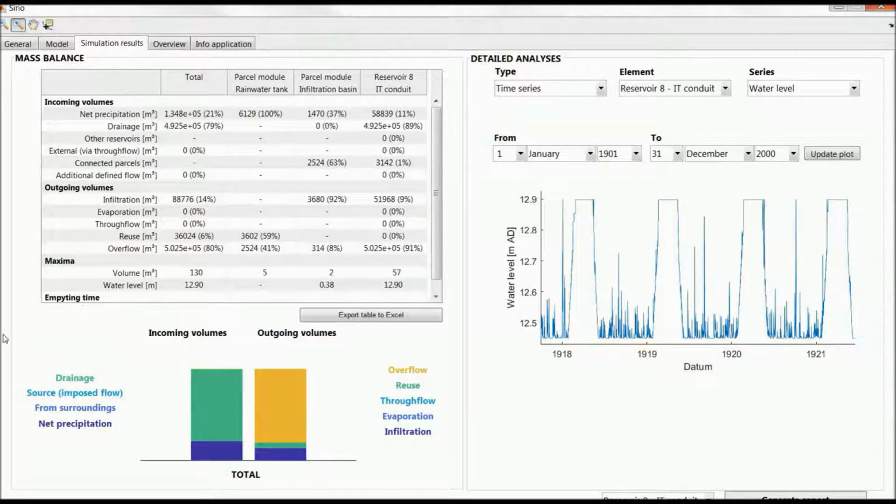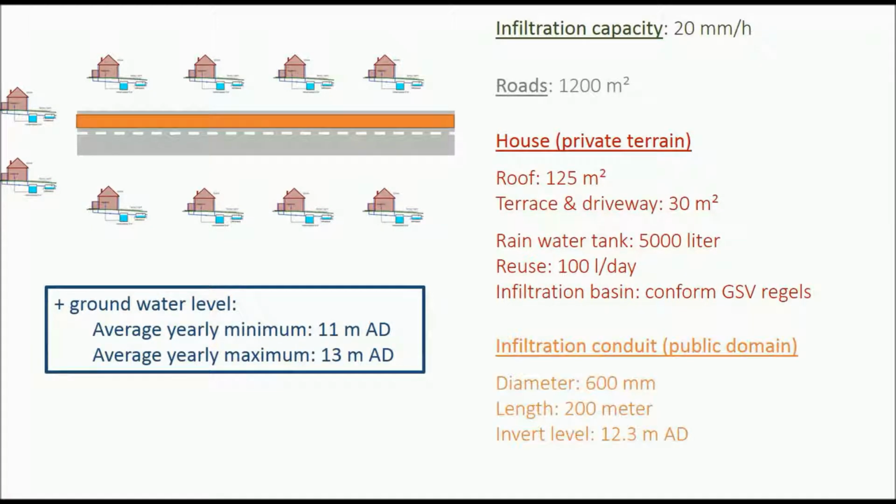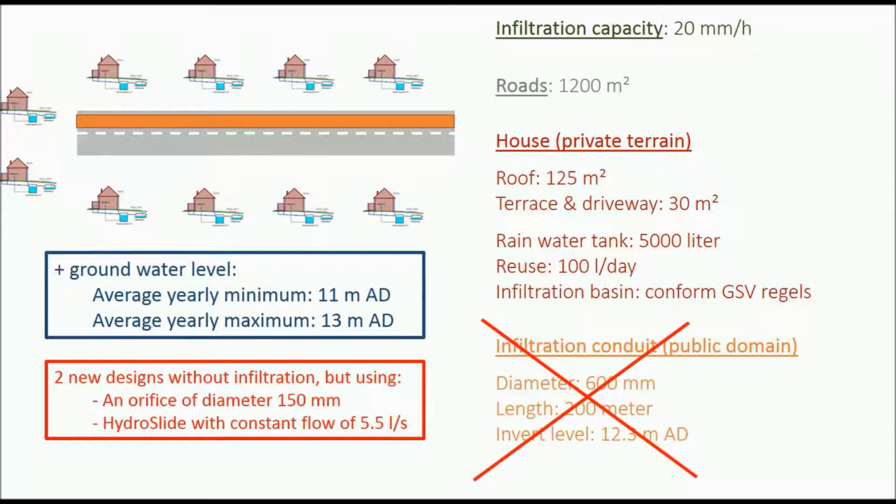So now we'll use a different design. We will try to prohibit infiltration, so we are deviating from our design using an infiltration conduit because it was very clear that we have too much drainage in this case. So we will look at two alternative designs that do not rely on infiltration. So it will be solely buffering and a throughflow to a more downstream system.